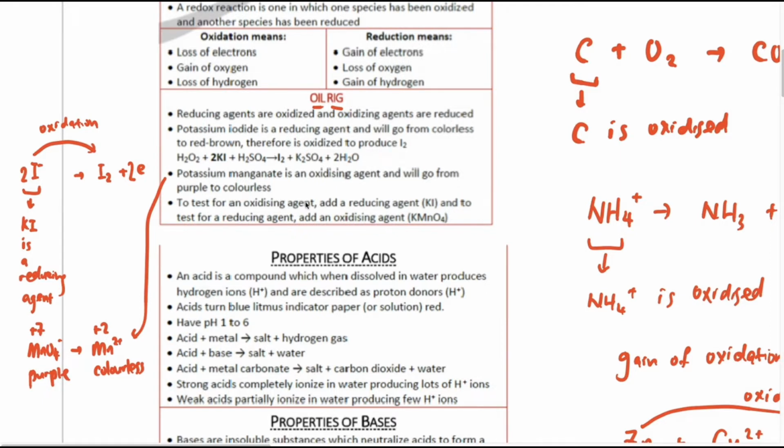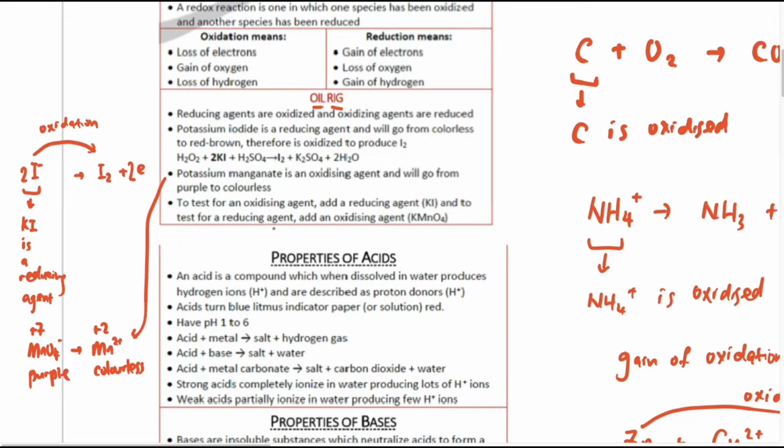So to test for an oxidizing agent, add a reducing agent, which is potassium iodide. And to test for a reducing agent, add an oxidizing agent, potassium manganate. So if you want to see whether a chemical is an oxidizing agent or not, you add a reducing agent to it. If the reducing agent changes color from colorless to red brown, that means the chemical is an oxidizing agent, because an oxidizing agent can react with a reducing agent.